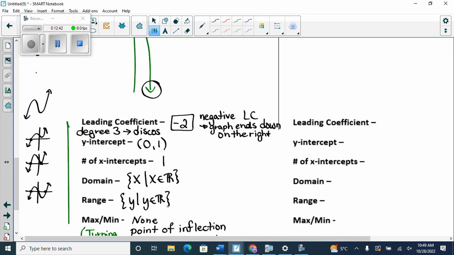Every odd degree function discos, so every odd degree function is x ∈ R, y ∈ R, unless it's a word problem and you get limited. Like, your x values could be time, right? Well, you can't have negative time, so then it wouldn't be x ∈ R. So if it's a word problem, it could change. But if it's just a plain old graph, it's x ∈ R, y ∈ R every single time when it's an odd degree. Okay.